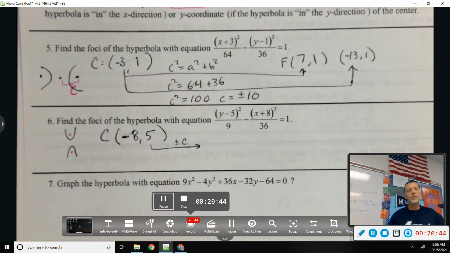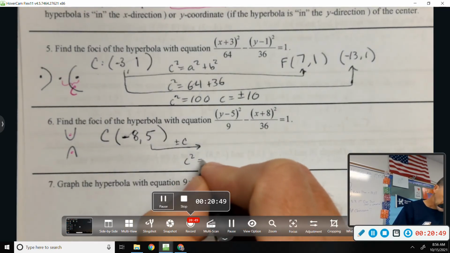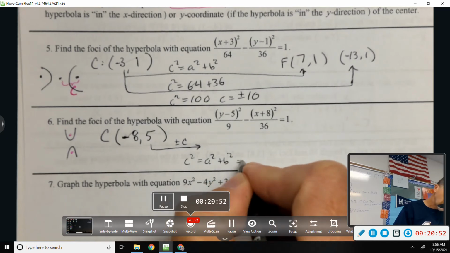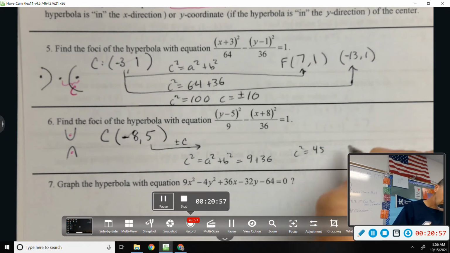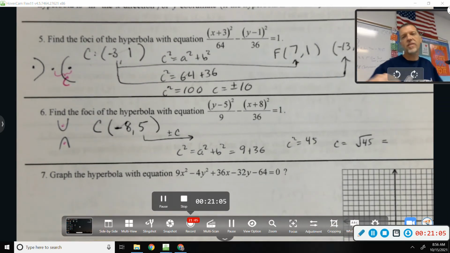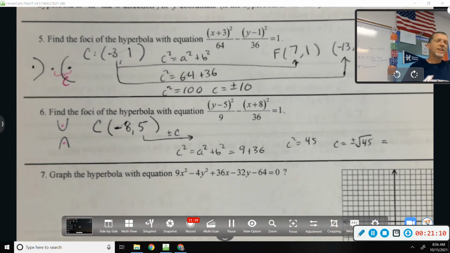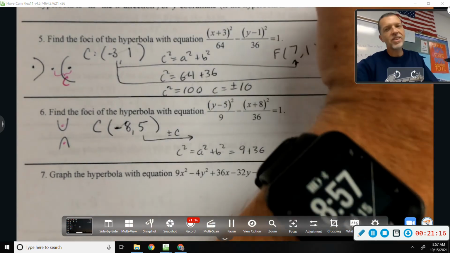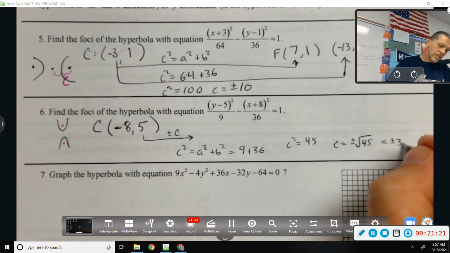Now I need to figure out what c is. 11 and -1. Let's see, c squared equals a squared plus b squared. Uh-oh. Square root of 45. It is an x first. Square root of 45. You're shaking your head like, nope, 45 doesn't have a square root. Well, it does have a square root. It's not a nice square root. 3 root 5.